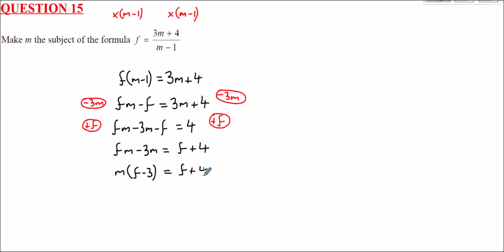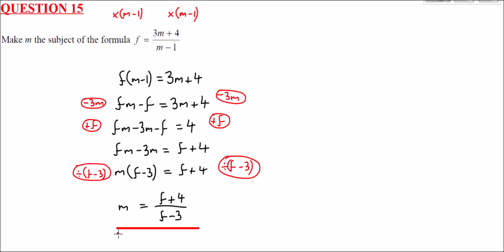And now, to get the m on its own, we can just simply divide by f minus 3 on both sides. And if we do that, on the right hand side, we'll have f plus 4 all over f minus 3. On the left hand side, we just have m on its own, which is exactly the objective we wanted to attain. So we're done. So m equals f plus 4 all over f minus 3.